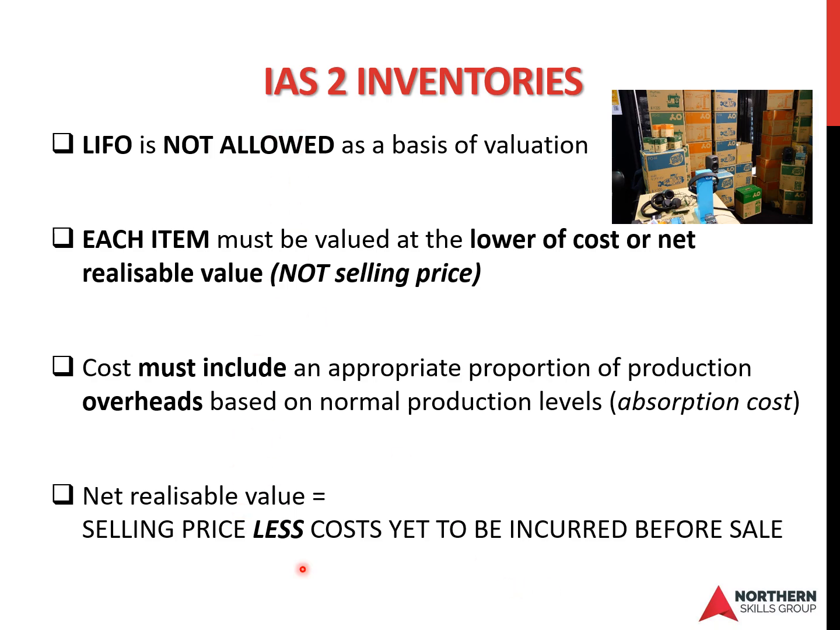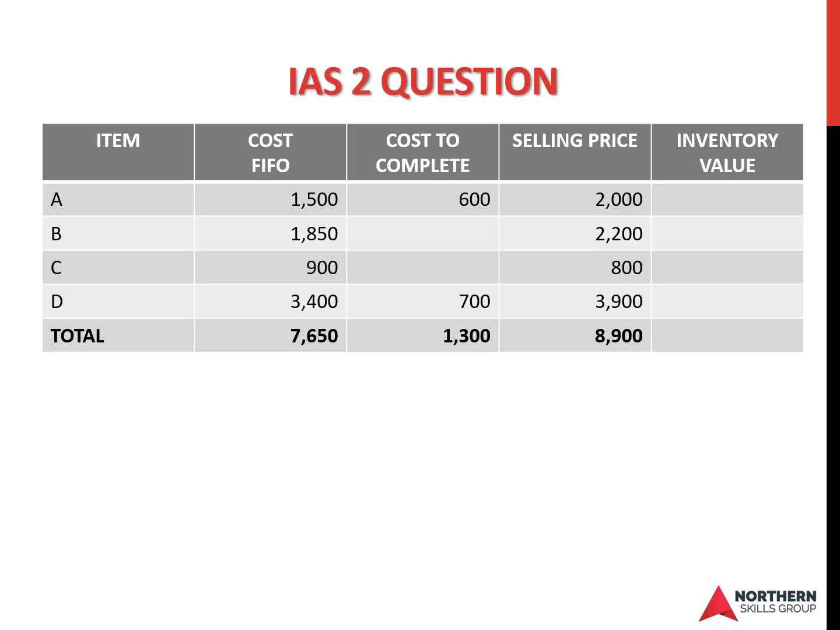So once you remember those 3 or 4 things, the IAS 2 questions should be fairly straightforward, and there's one example on the next slide for you to have a go at. So here we've got 4 items that we need to work out the value of for the financial statements. We've got a cost figure on a first in first out basis, including an appropriate proportion of overhead costs. We've got some costs still to be incurred to complete a couple of those 4 items, and this is what the eventual selling price will be.